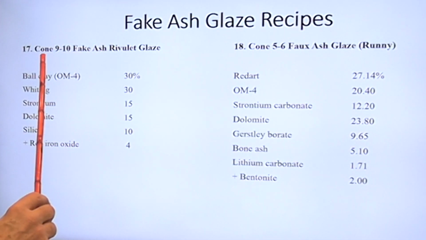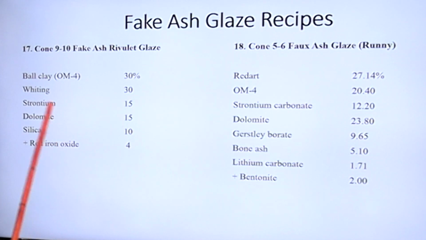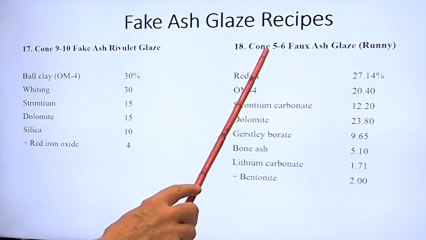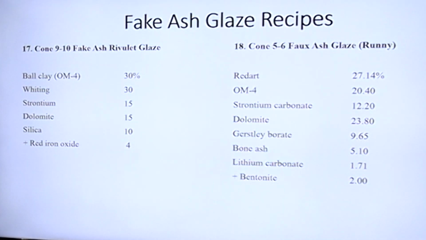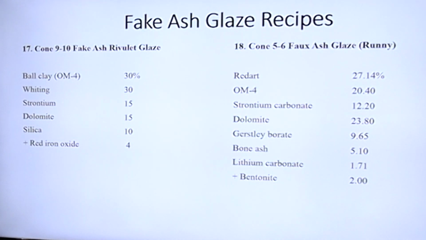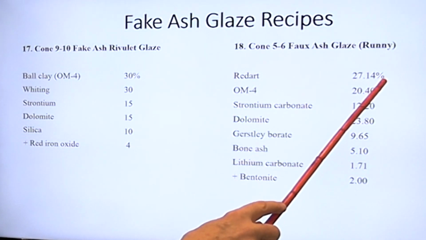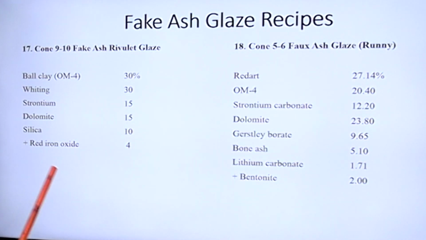So here's a cone 9 to 10 fake ash rivulet glaze: ball clay, whiting, strontium, dolomite, silica, red iron oxide. Especially since in the title they're trying to make this flow pattern like we showed in the first figure. Here's a lower temperature one, cone 5 to 6, and they even tell you up front that it is going to be runny. Redart, again, is this earthenware clay, and there's a lot of it in there. So it's not just for the color, it must be in there also just because it is a clay, but it's also providing iron as a color.